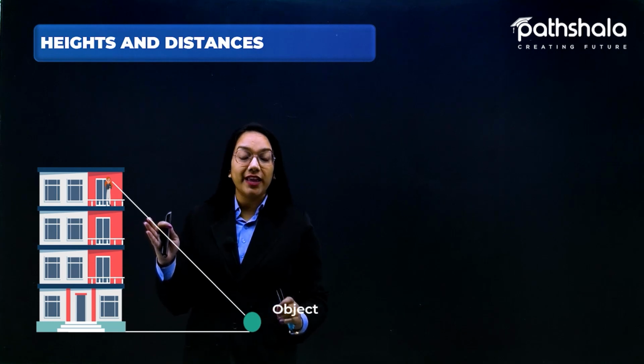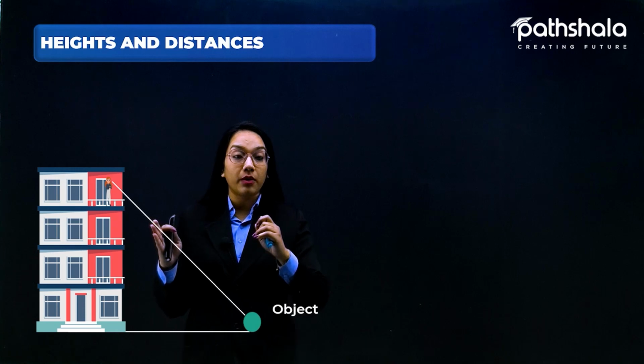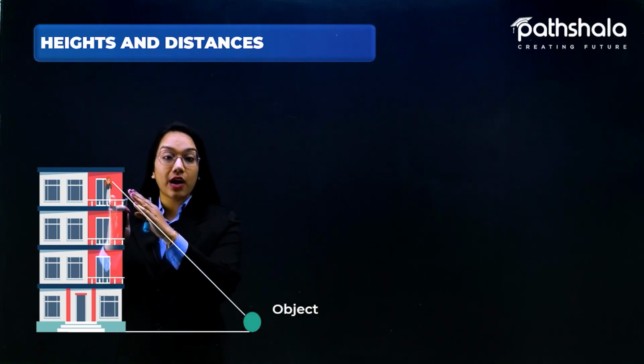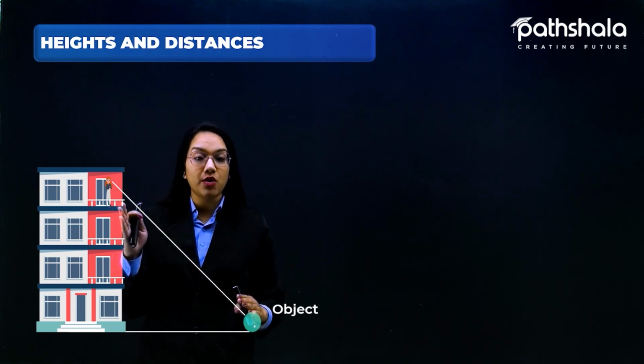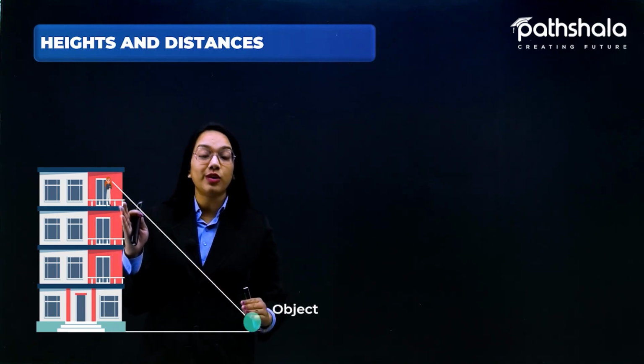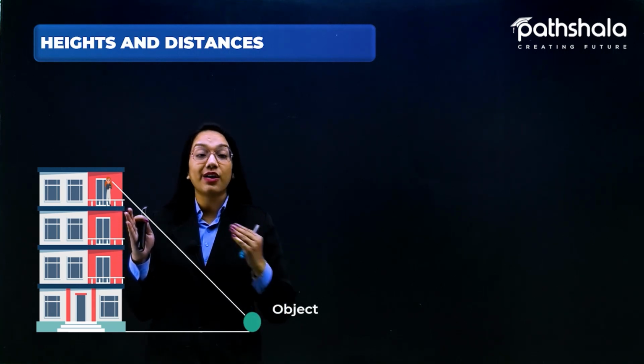Let us suppose this is the line of sight which is made between the eye of the observer and the object. So this is definitely called the line of sight. We know that an angle is formed between the line of sight and the horizontal line.